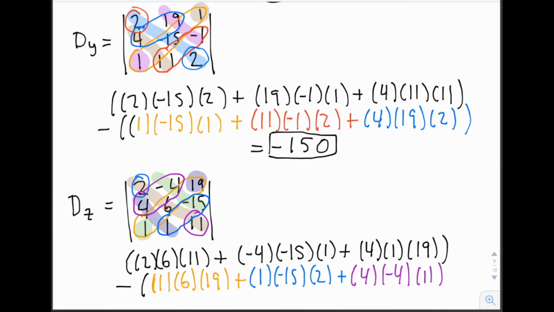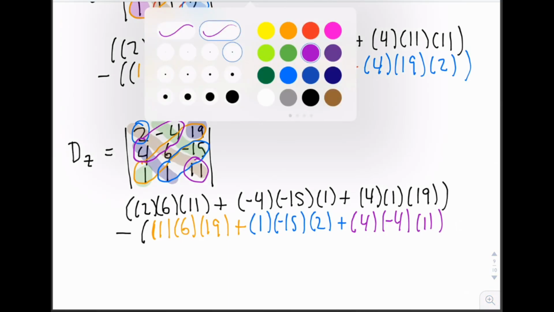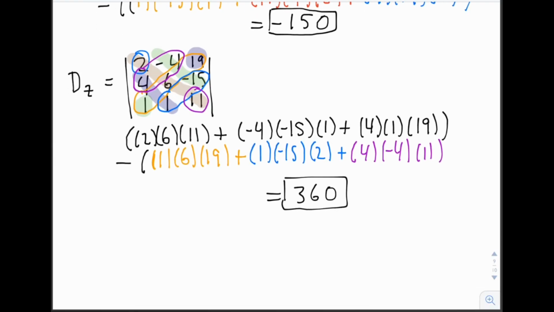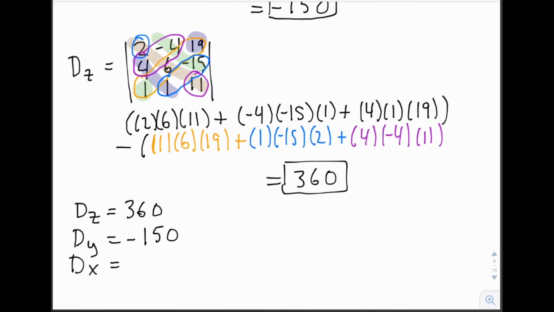Okay, and when we do the calculations and plug this into our calculator, what we should get is a positive 360. So let's box that so we have it for later. So we can write out the information that we know. We already know that our determinant of z was equal to 360. We know that the determinant of y was equal to what we just found previously, -150. We know that the determinant of x is equal to, let's find that up here, a positive 90.